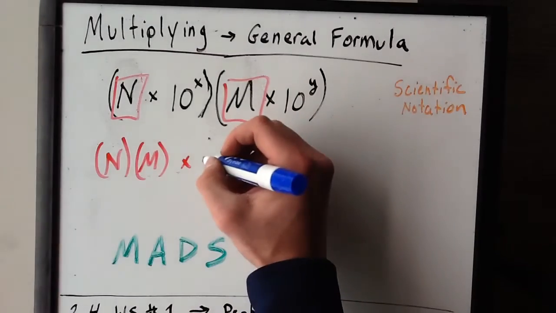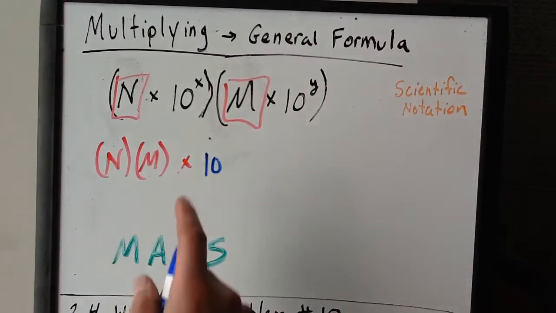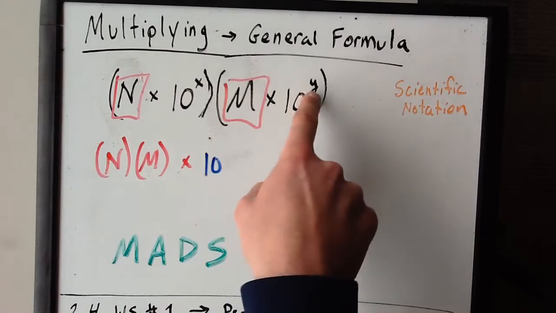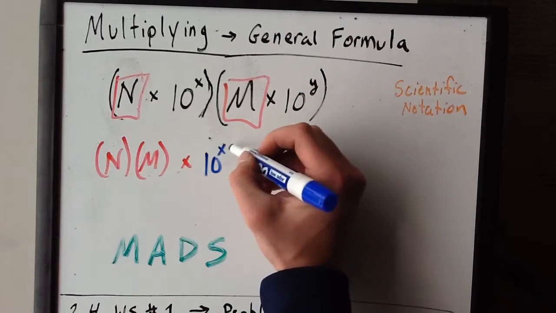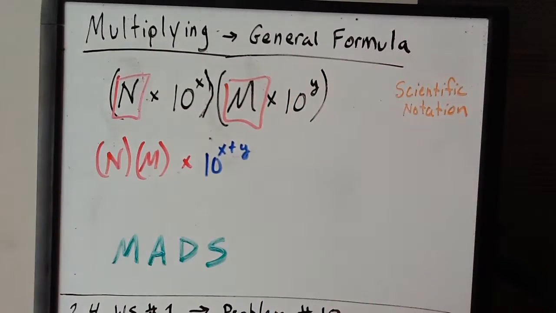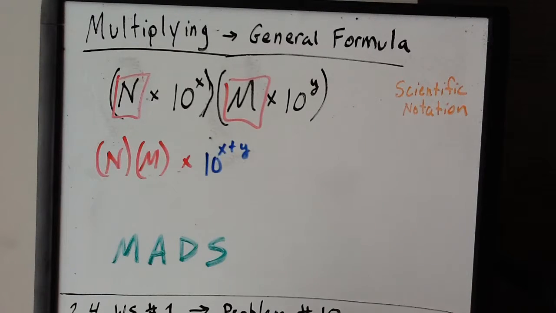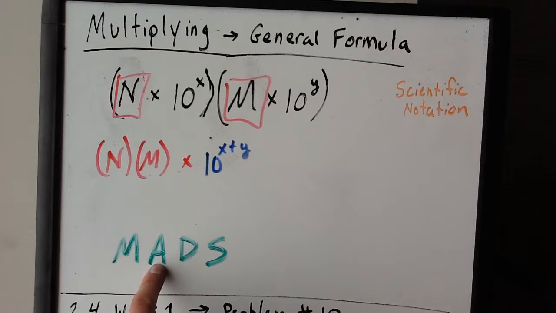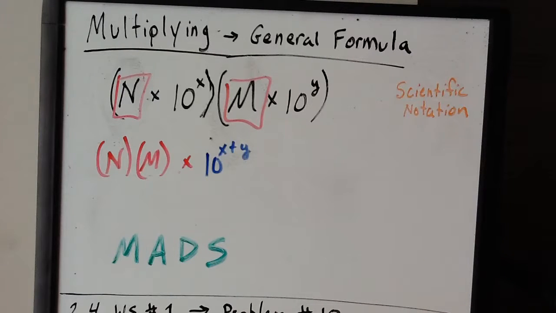So I have a power of 10. I'm going to add the exponents. Add the exponent x plus y. And you might ask, why am I adding? Well, I'm adding the exponents because I'm multiplying. Again, we follow the MADS rule. Whenever you multiply, you add the exponents. Whenever you divide, you subtract the exponents. Right? We're just using the exponent rules.